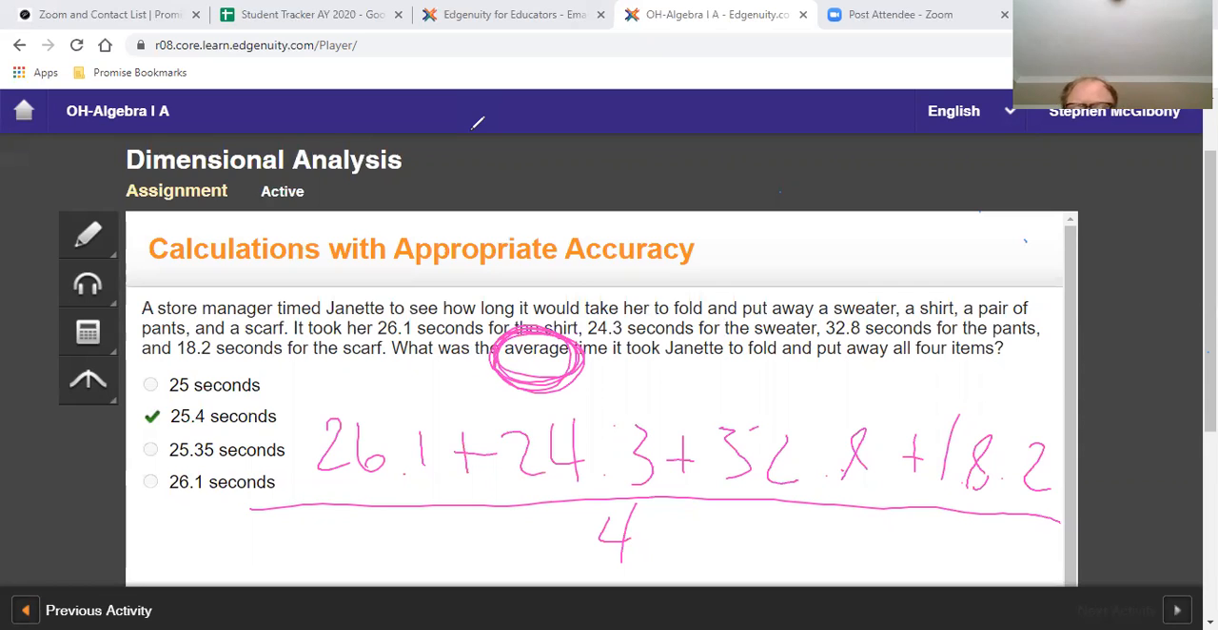Divide that by 4, we get 25.35. But notice all these are rounded to the nearest tenth, which is 1 decimal point after the decimal place. So we need to round this to the nearest tenth, and 0.35 will round up to 0.4. So our answer actually is 25.4. We don't want to get any more specific than that because the numbers we were given were rounded to the nearest tenth.